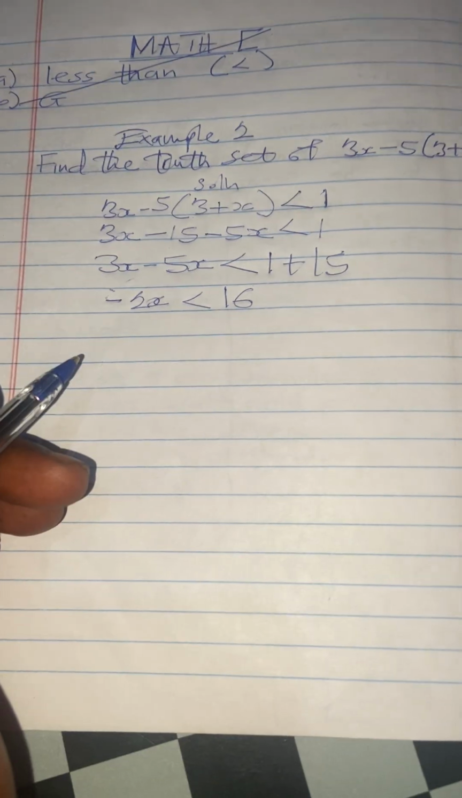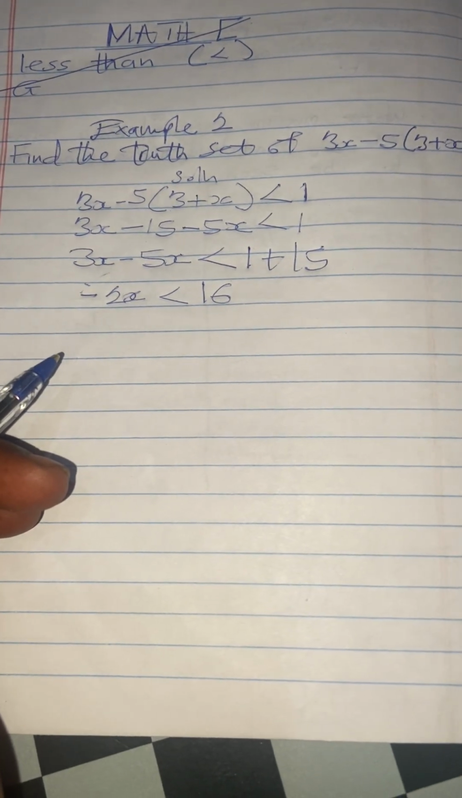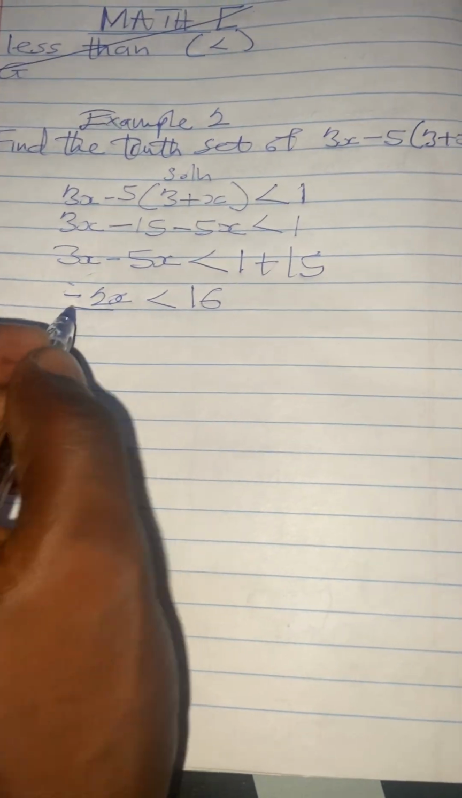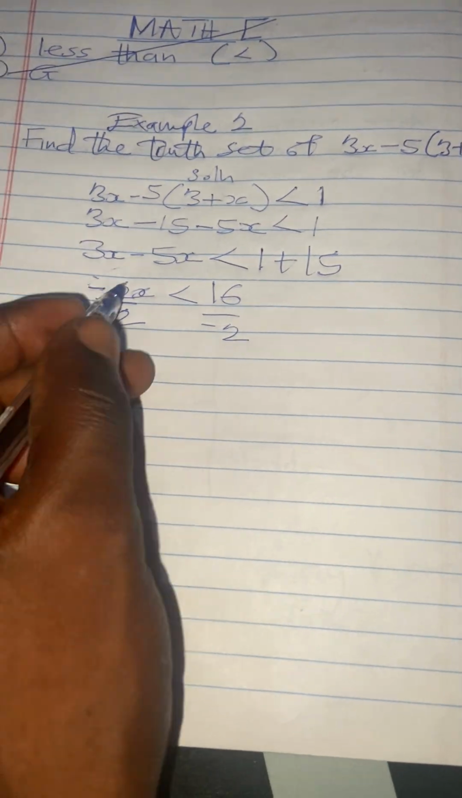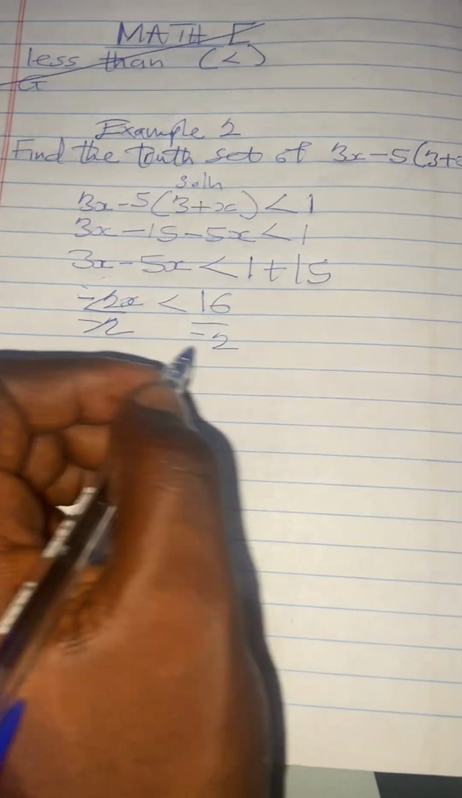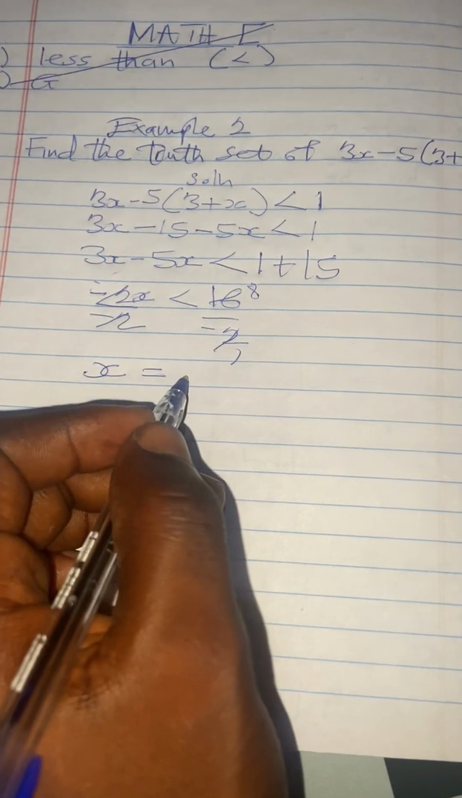So we divide both sides by the coefficient of x, which is what? Negative 2. The coefficient of x, which is what? Negative 2. So divide by negative 2, divide by negative 2. x is 8.